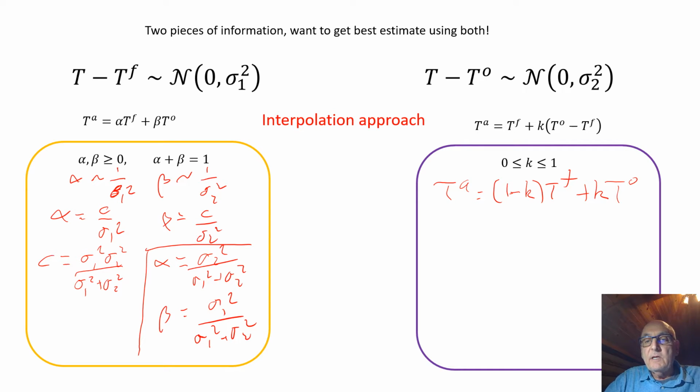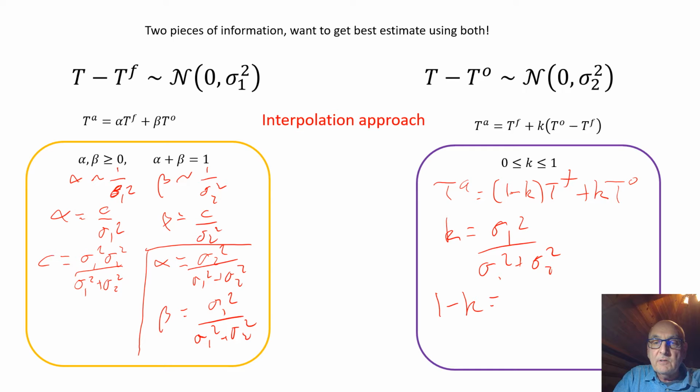Well, then it's clear that TA is going to be (1 minus k) TF plus k T obs. So k then has to be beta and 1 minus k has to be alpha. And you just have to check whether that is consistent, right? So k has to be sigma 1 squared over sigma 1 squared plus sigma 2 squared. Then 1 minus k, you can see easily, is going to be sigma 2 squared over sigma 1 squared plus sigma 2 squared. So this is beta and this is alpha, which works out just fine.